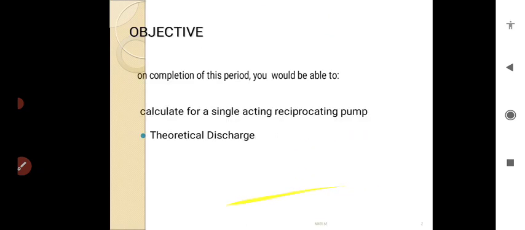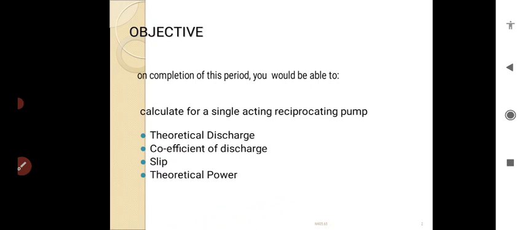Objectives of this class. Today we are going to calculate some problems on single acting reciprocating pumps, that is theoretical discharge, coefficient of discharge, slip and theoretical power. These are the topics we are going to discuss today, so we are going to solve some problems on it.